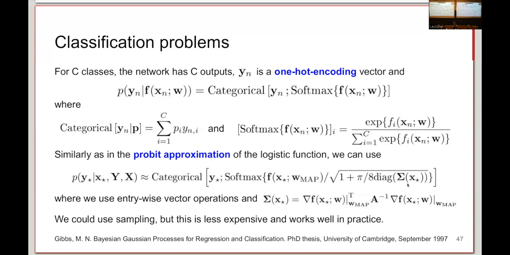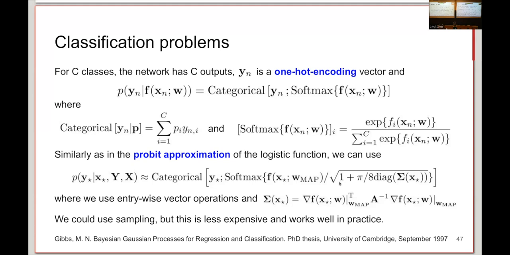Cool. So we can do this approximation, making the same predictions as the deterministic model, but scaling the input so that if we have high uncertainty, we decrease the input to the softmax, and then the probabilities are going to be closer to being uniform, rather than closer to one or zero.